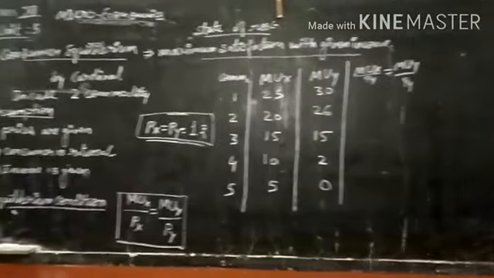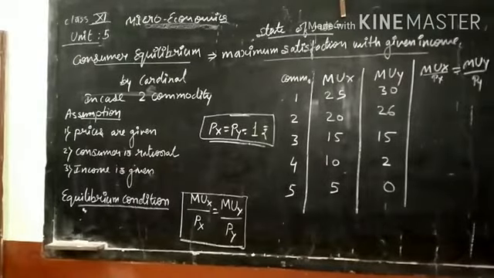In case of 2 commodities, when the consumer is consuming 2 commodities, the equilibrium will be struck at that point where the marginal utility of money divided by Px, the price of X, equals MUX upon Px equals MUY upon Py. This is the equilibrium condition for 2 commodity consumption.